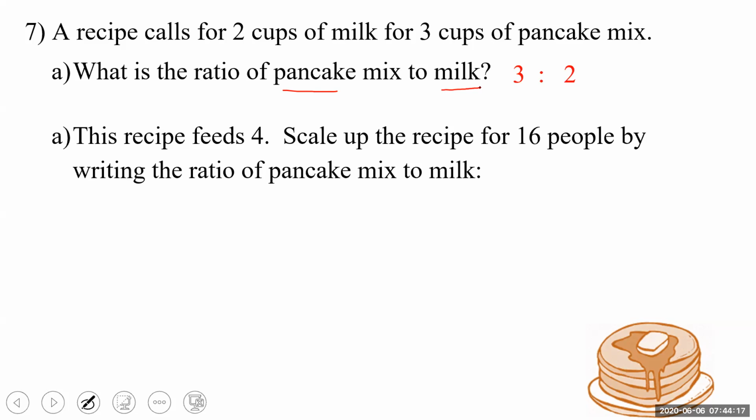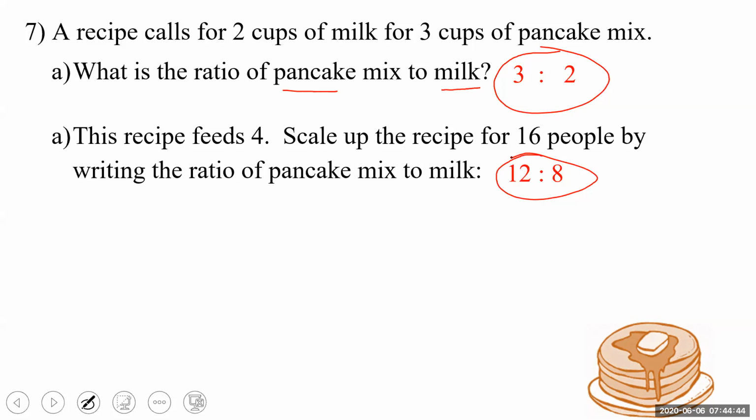Now, this recipe feeds 4 people. Now we want to scale up this ratio, okay? So that this recipe can feed 16 people. What we do, we multiply that by 4. Okay, now this can feed 16 people.